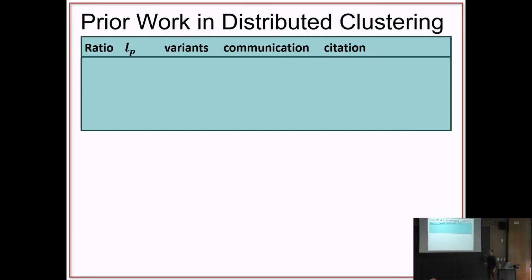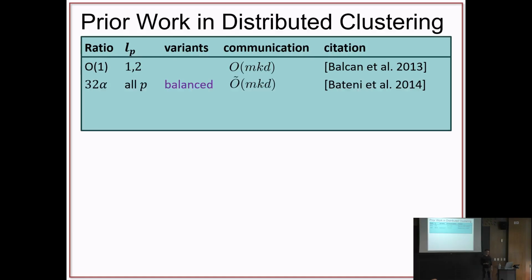So what is known in distributed clustering? Balcan et al. in 2013 showed a constant factor approximation for k-means and k-median. So remember I defined the LP objective. So k-median is p equals 1, k-means is p equals 2. And then the communication was MKD, where M is the number of machines, K is the number of clusters, and D is the dimension. And this paper was actually mostly focused on producing good coresets, but they also got this result for distributed clustering.